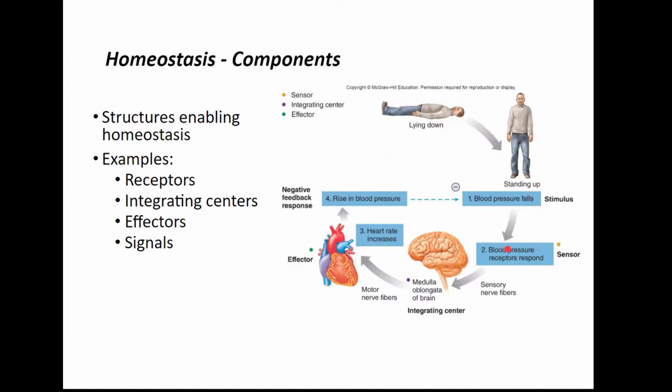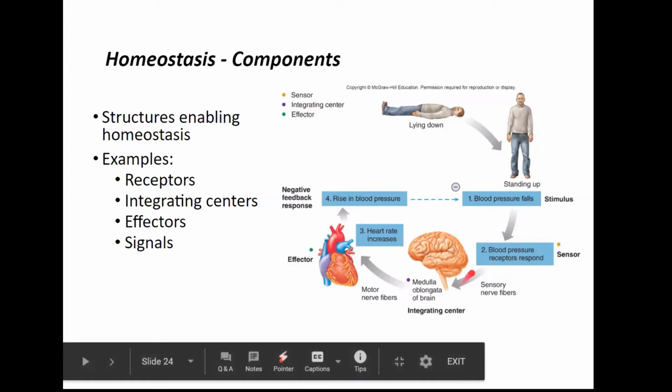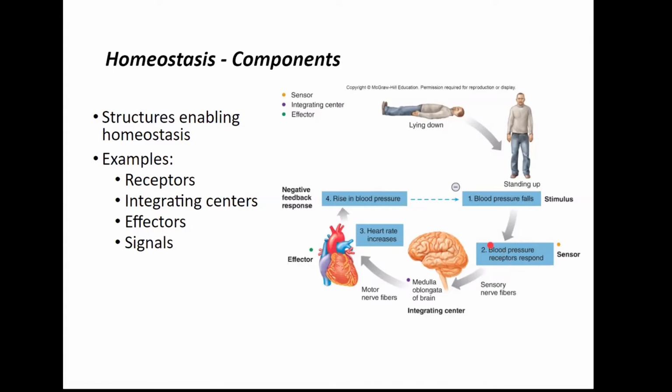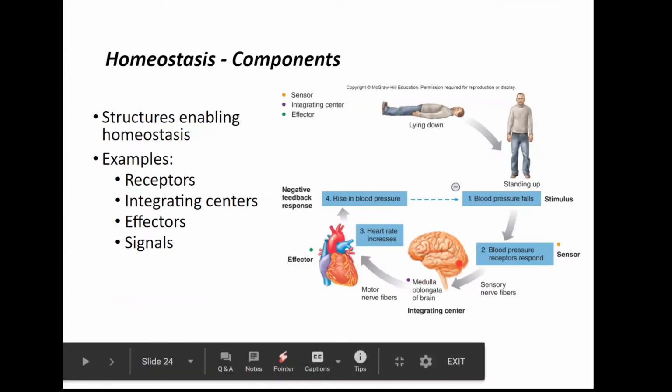So information about this change in blood pressure makes its way to the receptor, and then that receptor will often signal to an integrating center. So some things are controlled locally, but a lot of things are controlled by having a lot of organ systems potentially working together, a lot of things your brain needs to know about. So the sensor sends the signal to your integrating center, which is going to sort of plan out the response.